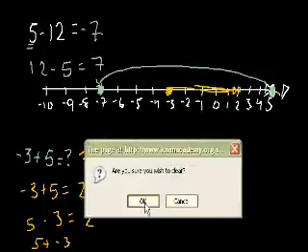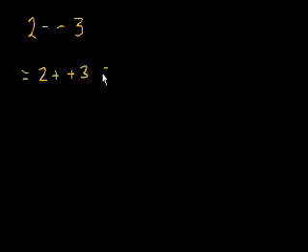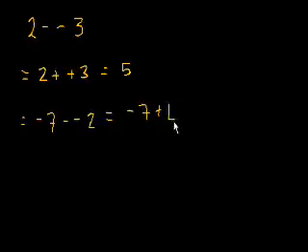Let's do another one. What happens when you get, let's say, 2 minus negative 3? Well, if you think about how it should work out, I think this will make sense. It turns out that the negative signs actually cancel out. So this is the same thing as 2 plus 3, and that just equals 5. Let's do another one. What is negative 7 minus negative 2? Well, that's the same thing as negative 7 plus 2.